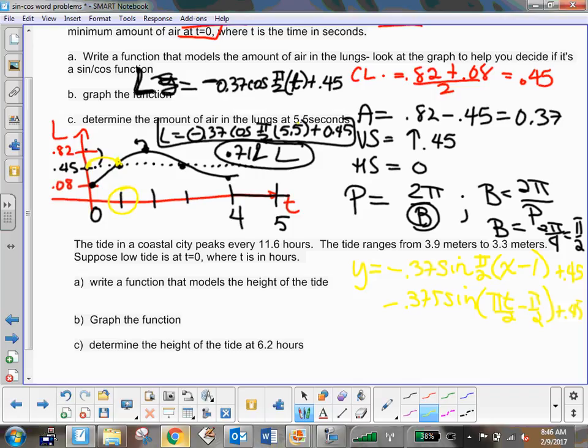Because that was our, oh, sorry, 0.37, yeah. I got my S and my 5, okay. And then, second answer.